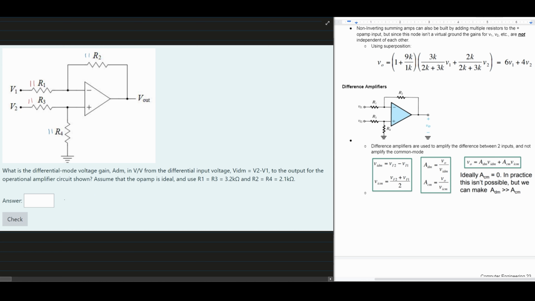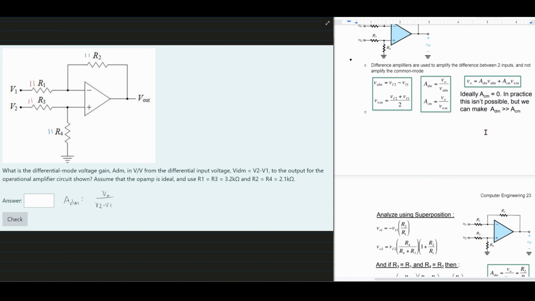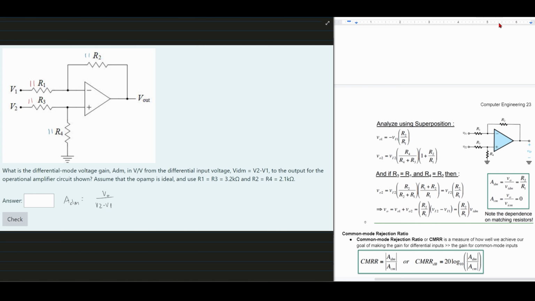And we know from the notes linked below the like button to the right, our ADM is equal to our Vout over our VIDM. And we know our VIDM is just V2 minus V1. So now let's solve for Vout. And we can do this using superposition. With the superposition, we're going to do a step one right here, and we're going to solve for the output for the first part.